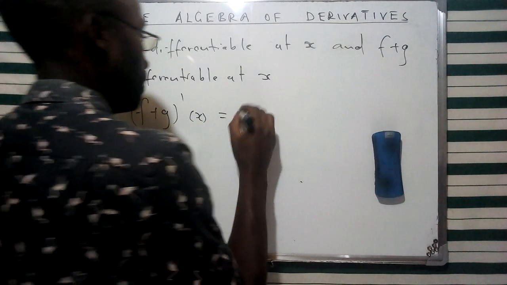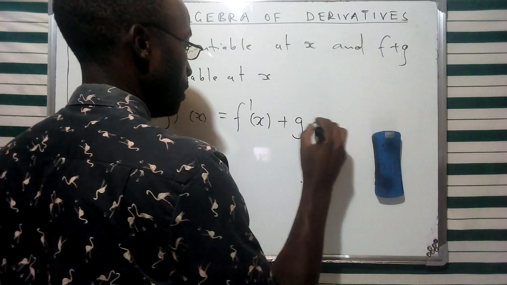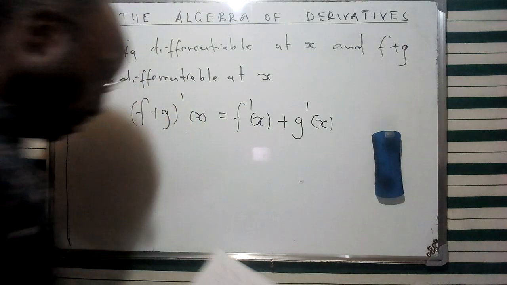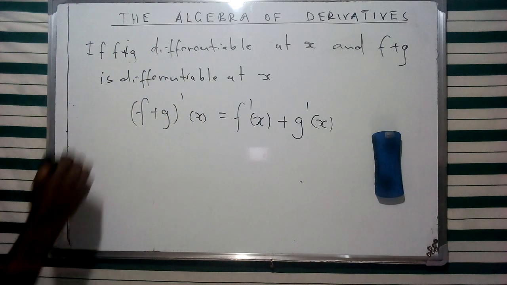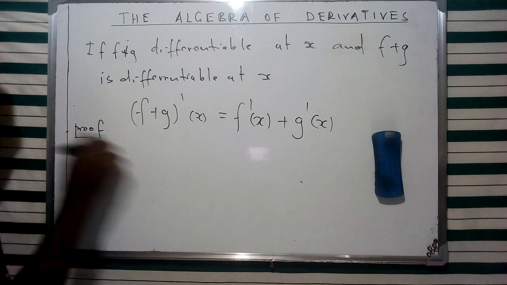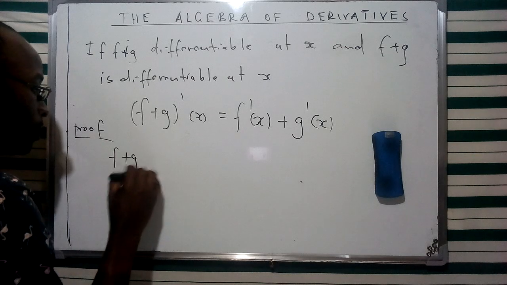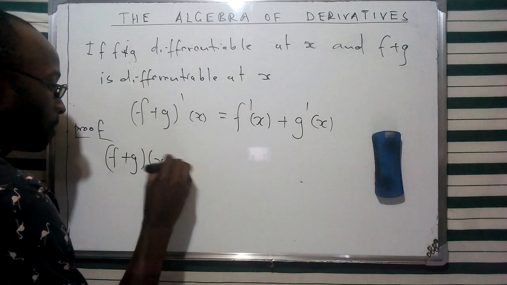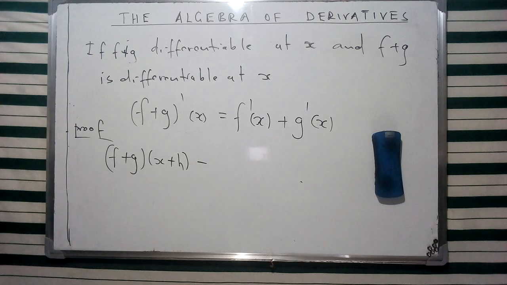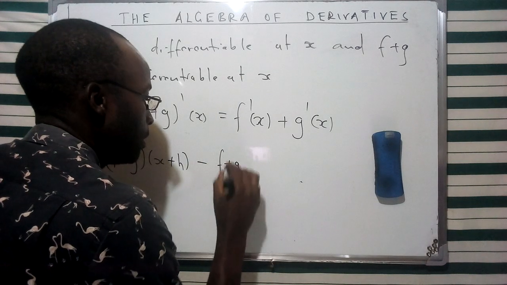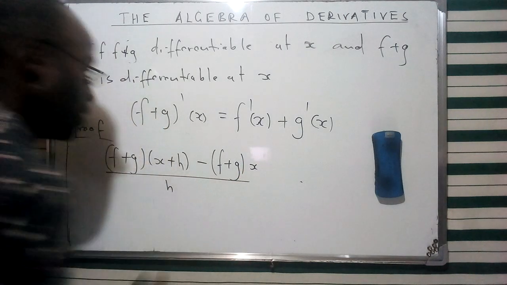(f plus g) prime of x as equivalent to the sum of these two specific derivatives, f prime of x plus g prime of x, given as such. As well, we can show this to be true, whereby we consider (f plus g)(x plus h) minus (f plus g)(x), all over h.